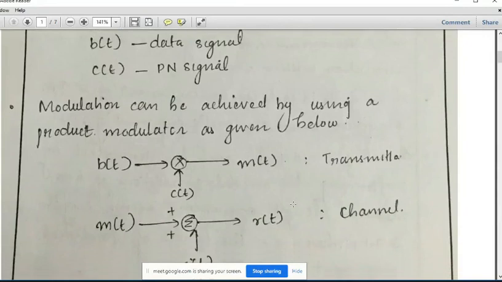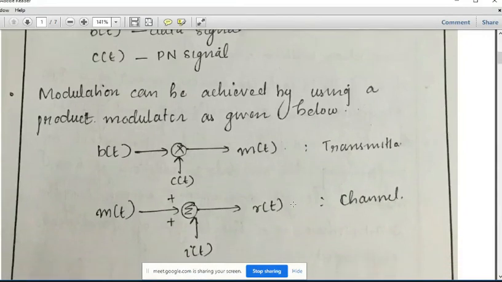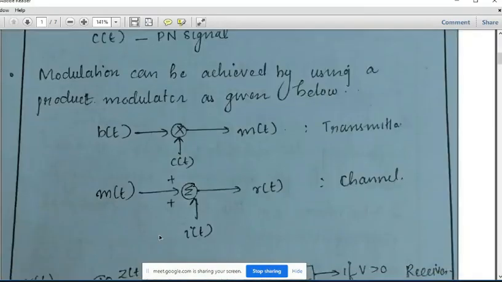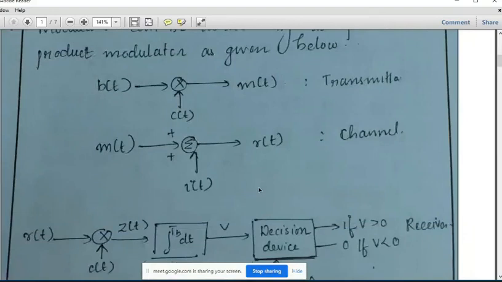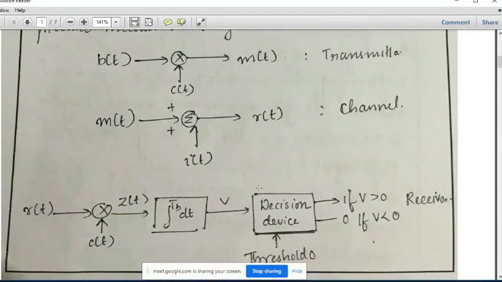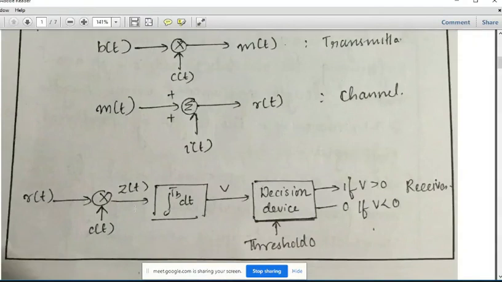Now this m(t) goes through the channel, and while passing through the channel, it gets added up with some interference that is represented by i(t), and the channel output will be r(t), which is nothing but m(t) plus the interference i(t). This is now given to a receiver, and we have coherent detection at the receiver side.